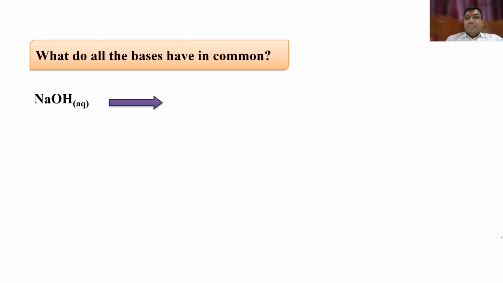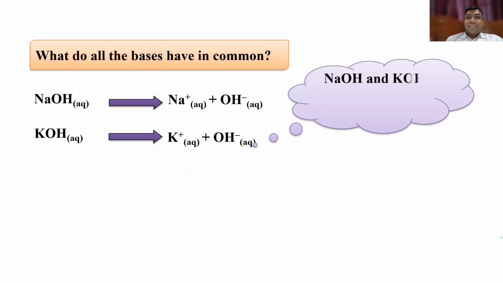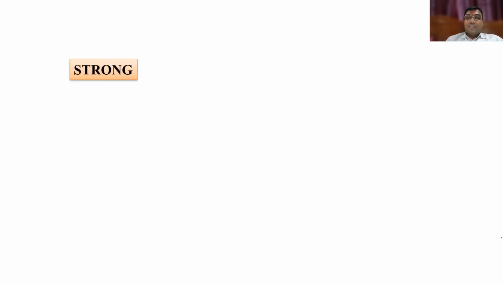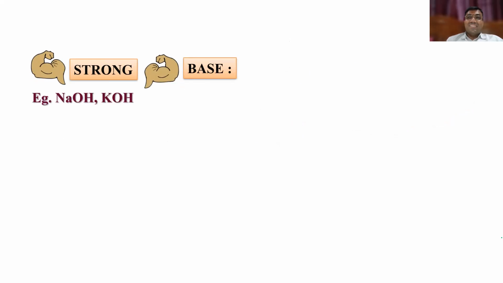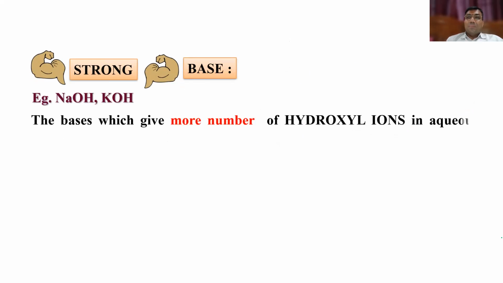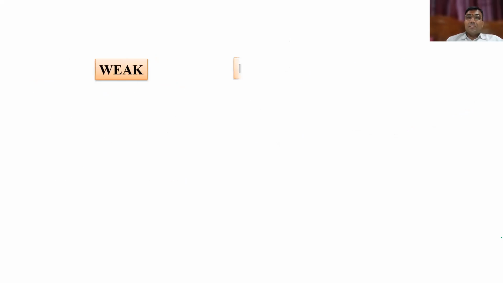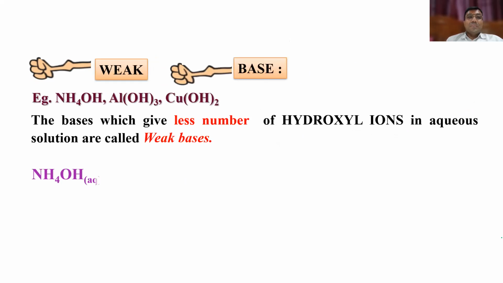So what do bases have in common? When they ionize, they produce hydroxyl ions. All the bases will produce hydroxyl ions. So let us see: strong base means what? What is the meaning of a strong base? Complete ionization, right? It gives more hydroxyl ions. NaOH gets completely dissociated, so more OH minus ions will be there. Weak base means what? A weak fellow, it can't dissociate completely. For example, ammonium hydroxide, aluminum hydroxide: only partial dissociation will be there, not complete dissociation, right?